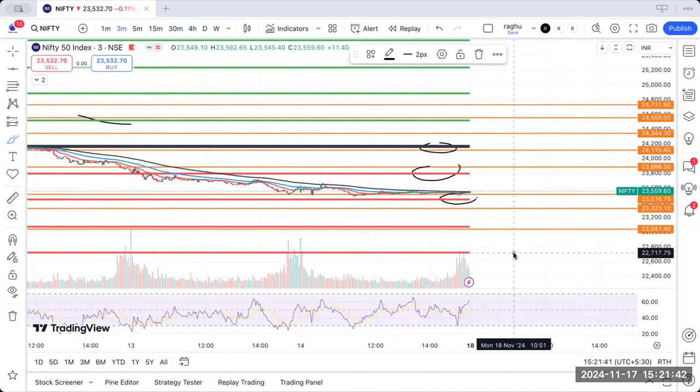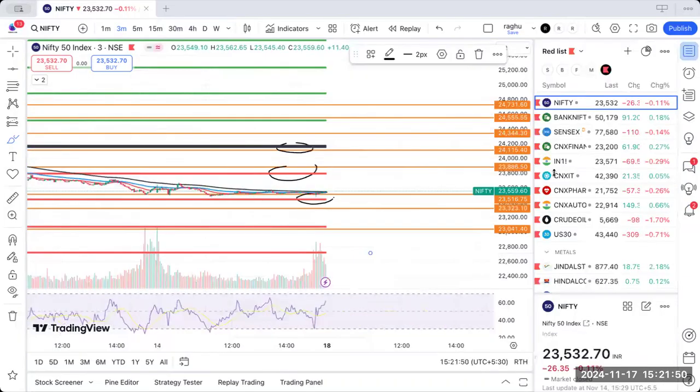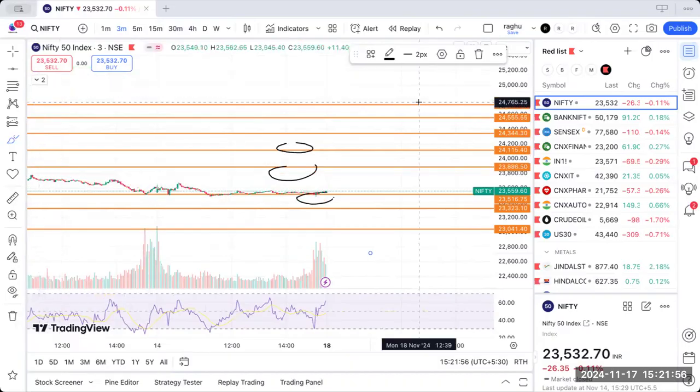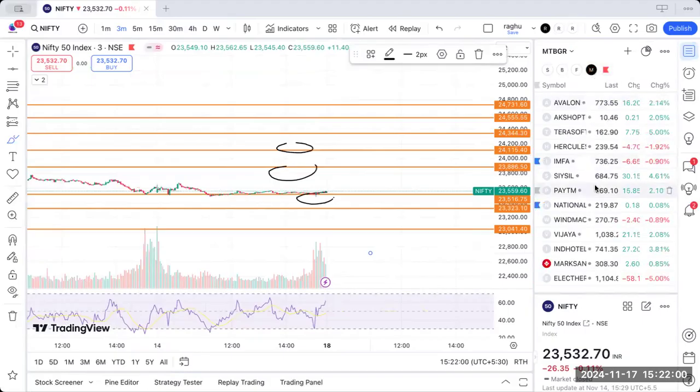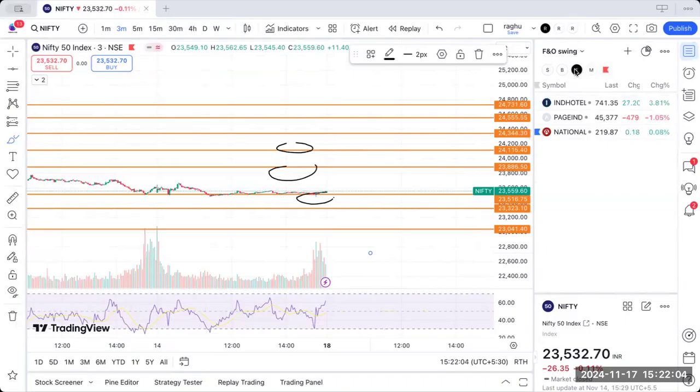So mastering price action is the key here. You guys want to see any other stock, a random stock, so we can analyze that and I will show you how price action works there? Yes. Which stock? Let's do HAL. Okay, we'll go to HAL.